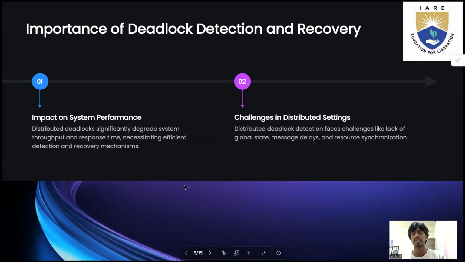Now, the importance of deadlock detection and recovery. For this, we have to detect our deadlock and we have to recover from it. First is the impact on system performance, and second is challenges in distributed settings. Distributed deadlocks significantly degrade system throughput and response time, necessitating efficient detection and recovery mechanisms. Distributed deadlock detection faces challenges like lack of global state, message delays, and resource asynchronization.